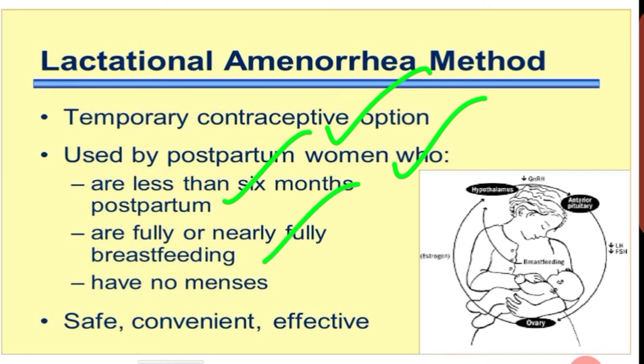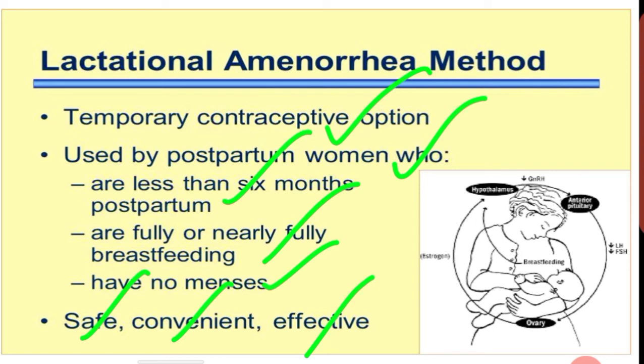They don't have a menstrual cycle in this period. It is actually a safe, convenient, effective method. Lactational amenorrhea method. Postpartum period. After the parturition, the mother starts to feed the young one.